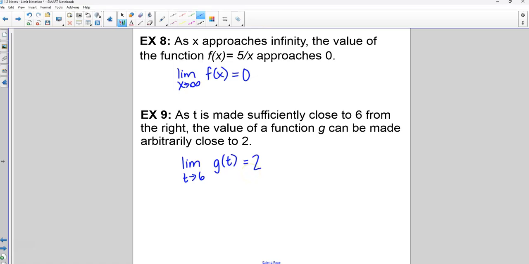Oh, you are exactly right, because what part was I skipping? From the right, which means we need a positive behind the 6. Good catch.